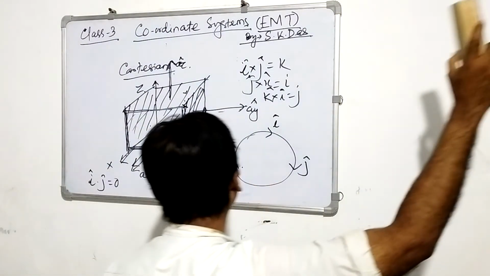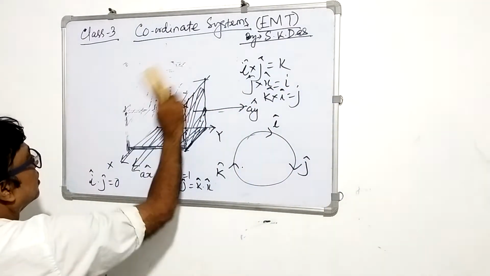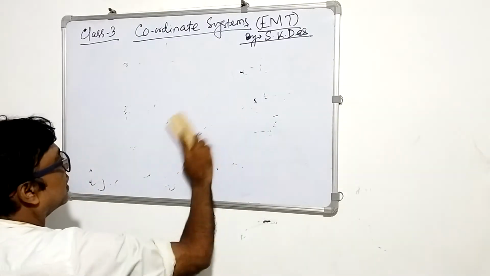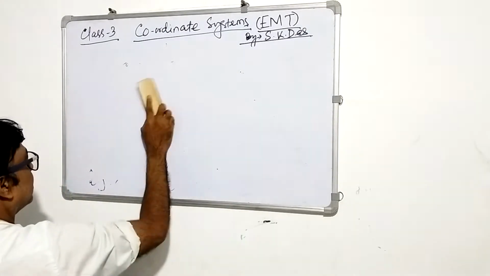Now let us come to the next one, that is the cylindrical coordinate system.